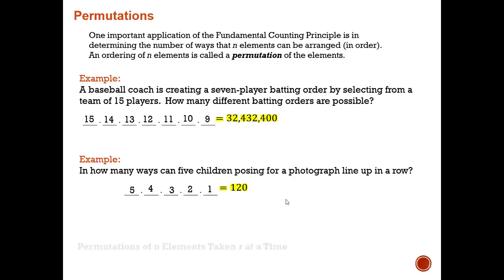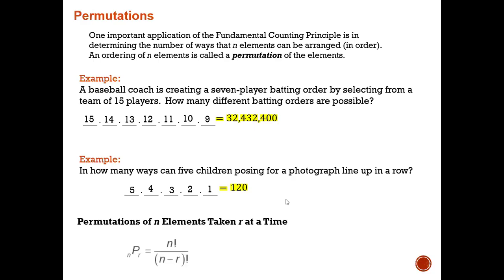However, there is a formula, so we can look at that, and that might give us a shortcut here. Permutations of n elements taken r at a time, nPr, is n factorial over n minus r factorial. That is the formula we can use for these. n is the number of people or things in our group. r is how many you're picking.